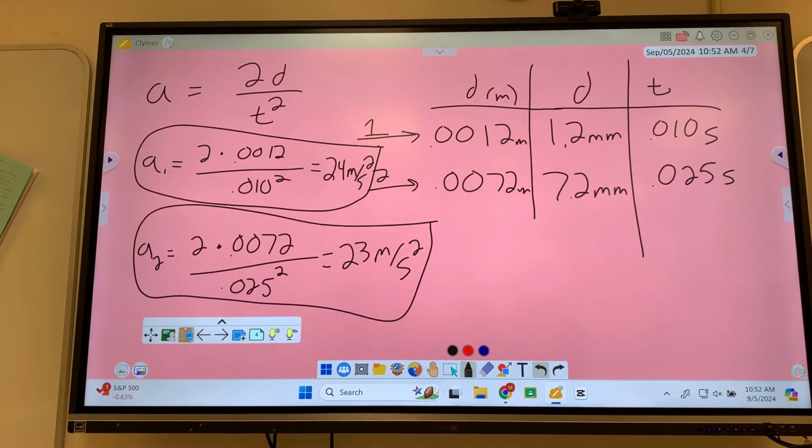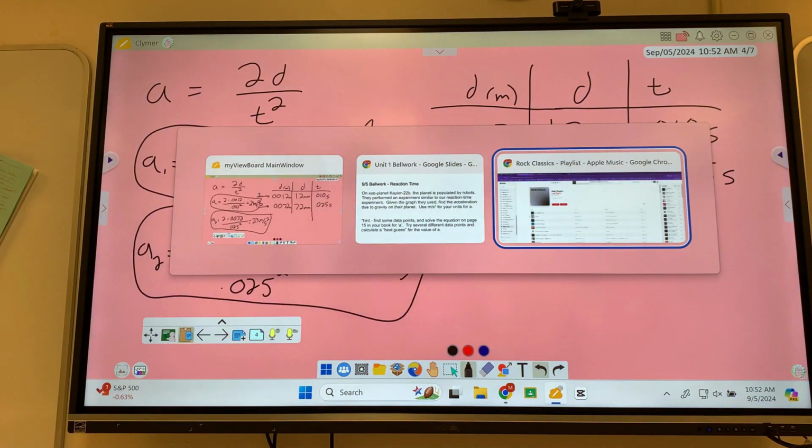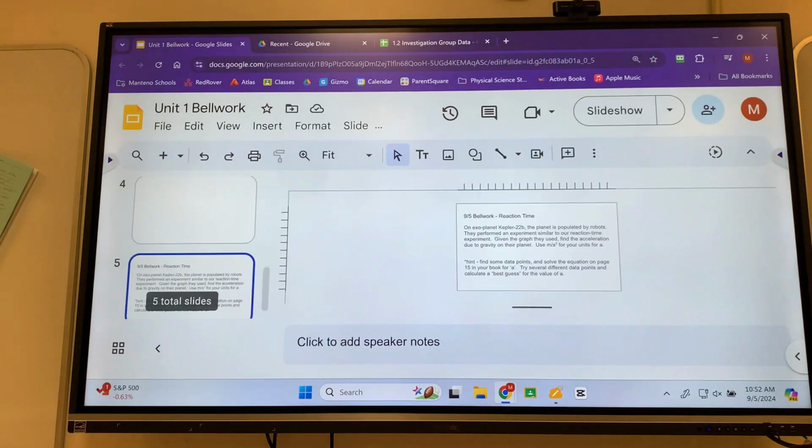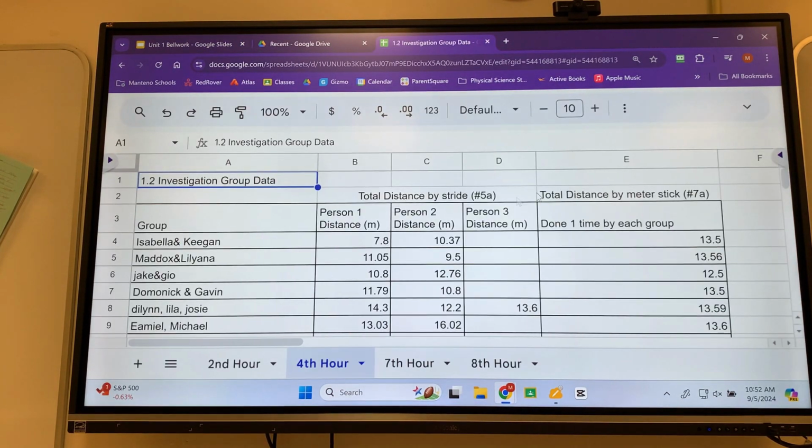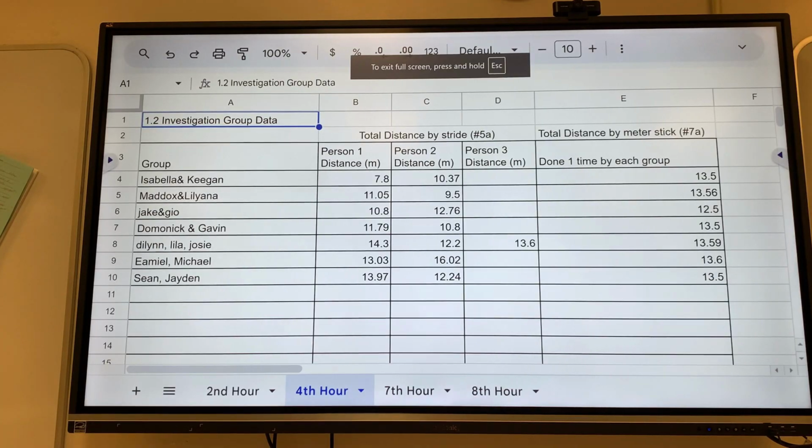So let's keep going. What did we do yesterday? Yeah, so we measured stuff in the hallway. Now your homework last night was to read the physics talk, read the chapter. What were some of the words, some of the things that were in that physics talk?